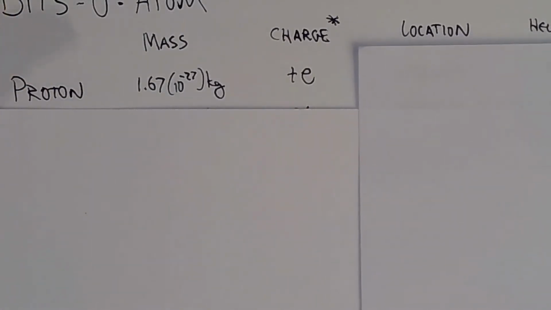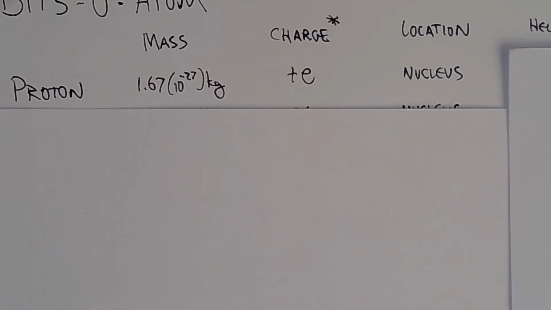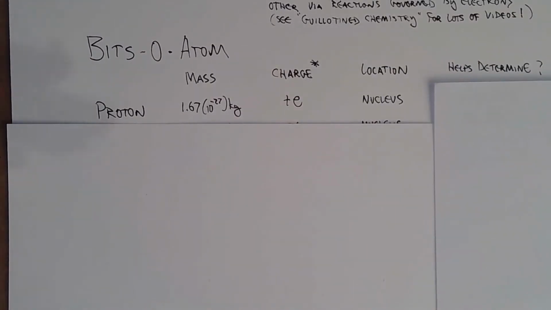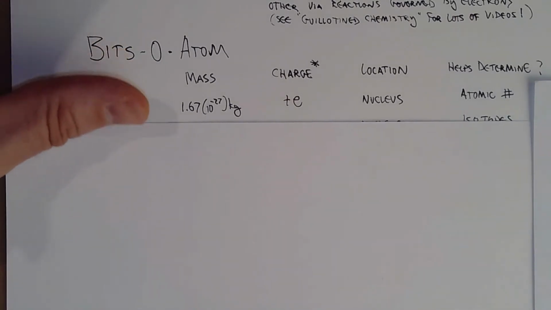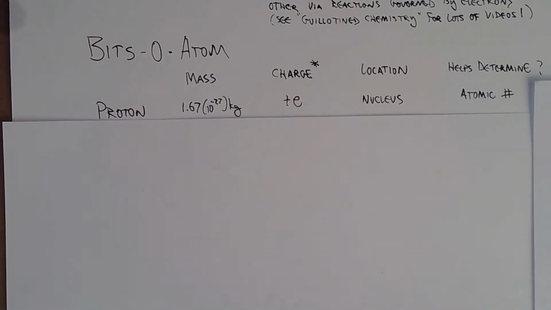The location of the proton is inside the nucleus. The nucleus is the center of the atom. And if we know how many protons there are in the atom, it helps you figure out the atomic number. We'll have a little bit more to say about that with vocabulary in a moment or two. Just real quick though, the atomic number is sort of like the social security number of an element. Each element has its unique atomic number, and that's what makes that element that element.